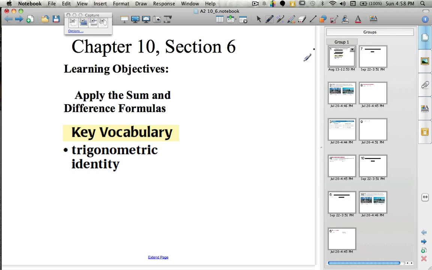In 10.6, we're going to work with some new formulas, the sum and difference formulas. Vocabulary we've had from another section is trigonometric identities, which are rules that are true for all values of all angles. So identities are always true, as opposed to equations, which are true for specific values.